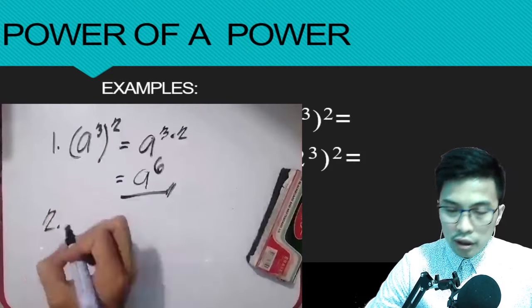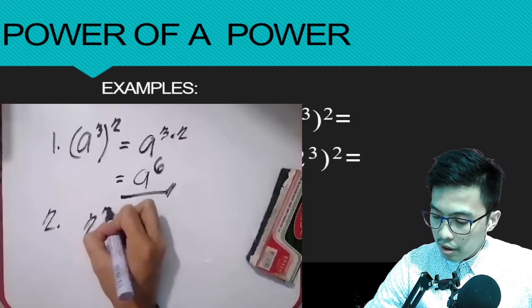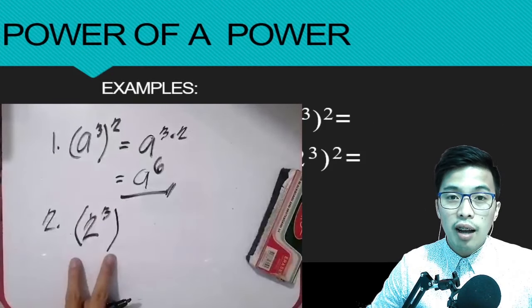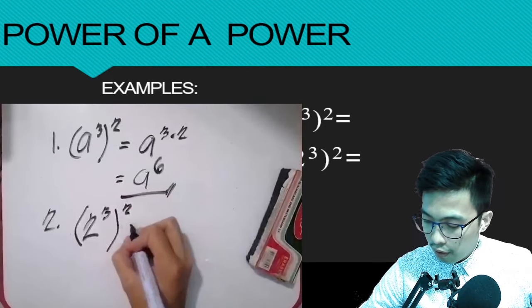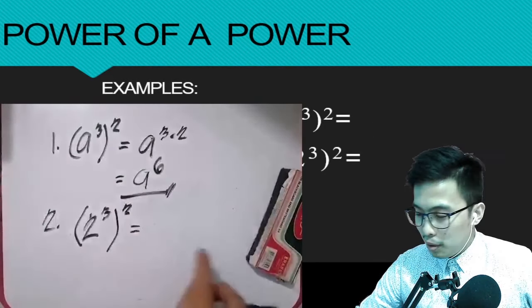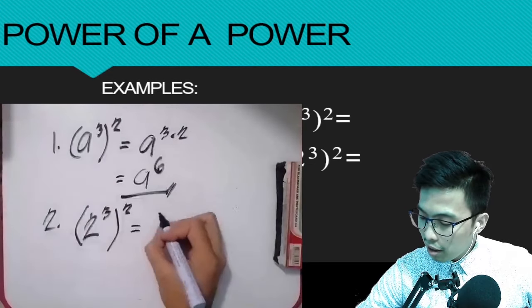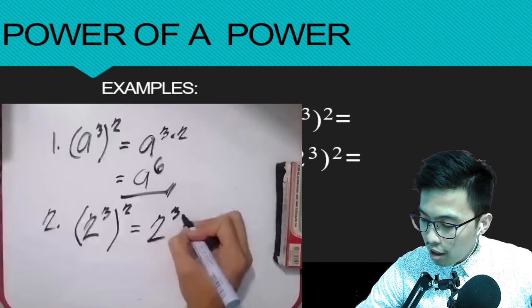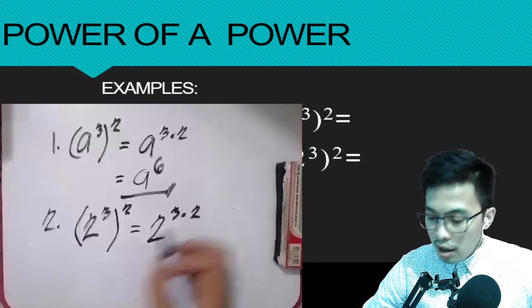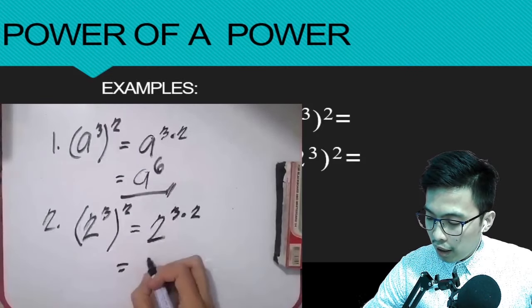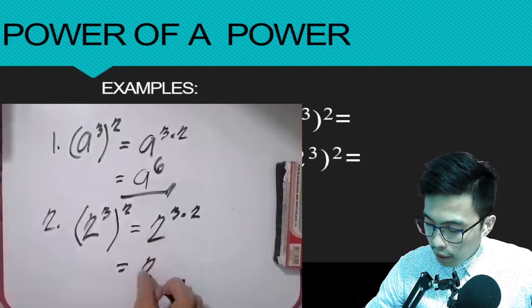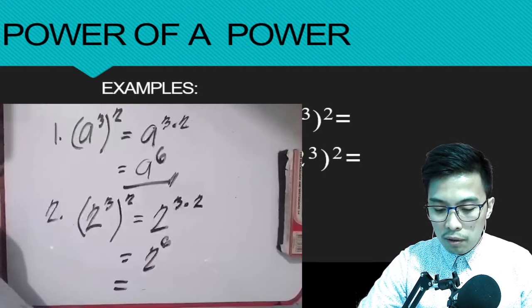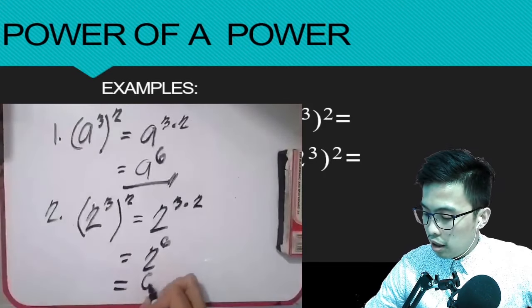Okay, so another example is 2 raised to the power of 3, quantity raised to the power of 2. Alright. So, all we have to do here is copy the base, that is 2, and then we multiply the exponent, which is 3 times 2. Okay? So, 3 times 2 is 6. Copy the base, 2 raised to the power of 6. Again, this is not yet in simplified form. So, the simplified form of this is 64.